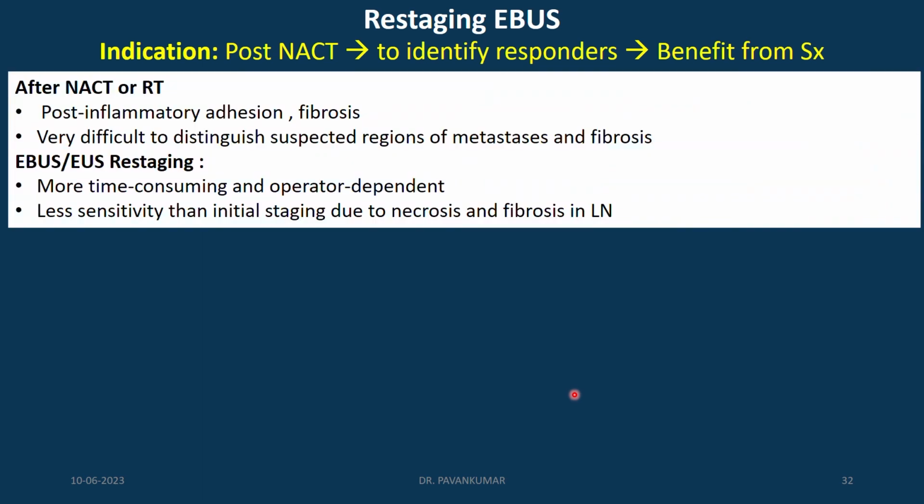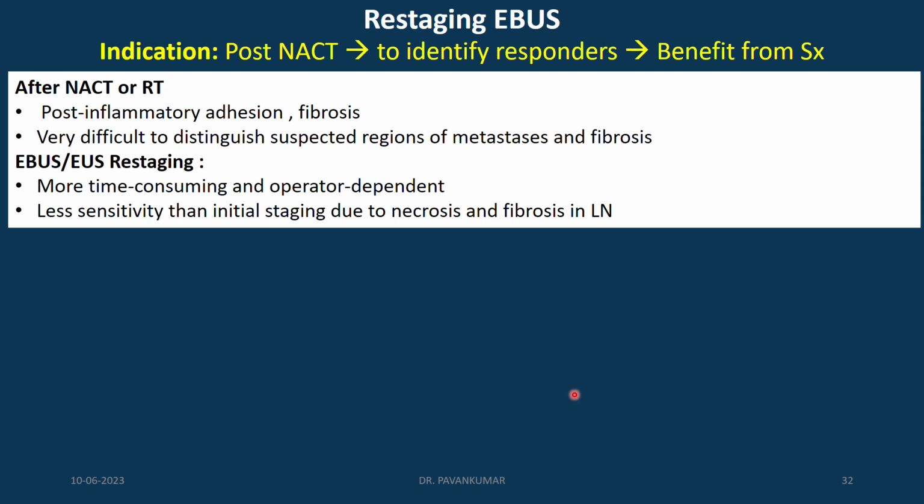If you do NACT, neoadjuvant chemo, before the surgery, that is neoadjuvant treatment. So NACT or RT creates inflammation and a lot of fibrosis in the airway. So it becomes difficult to differentiate metastasis, fibrosis, and normal tissue architecture in the nodes. Hence, EBUS and EUS during restaging take more and more time.